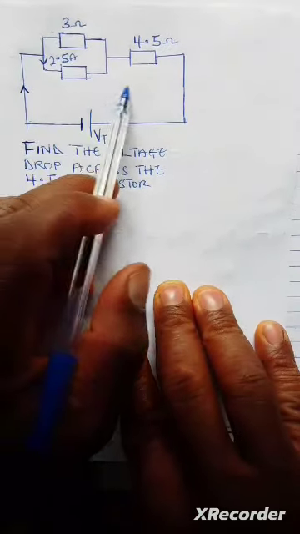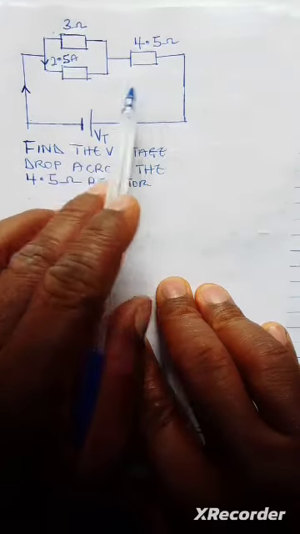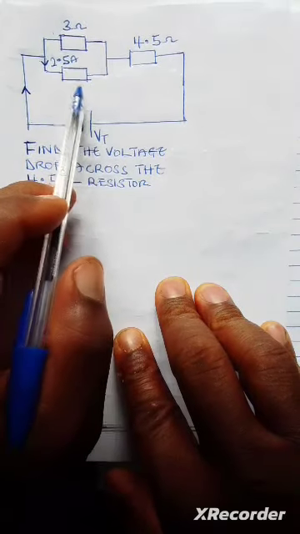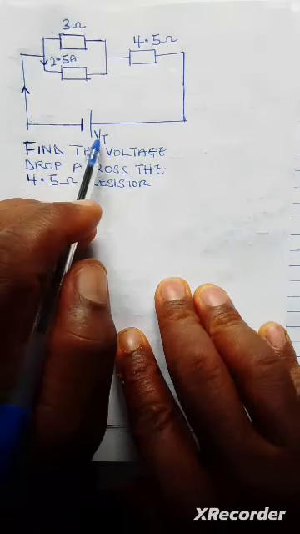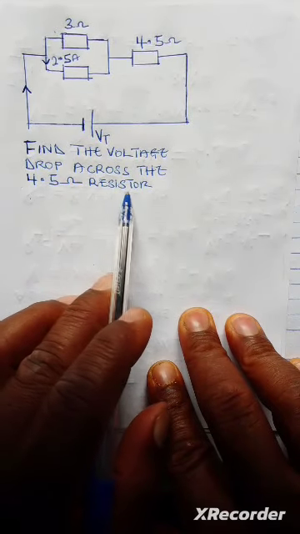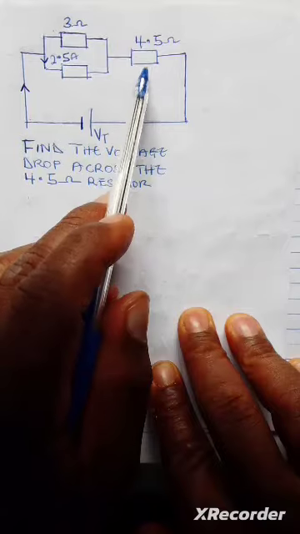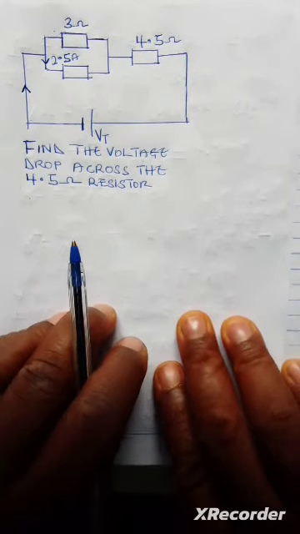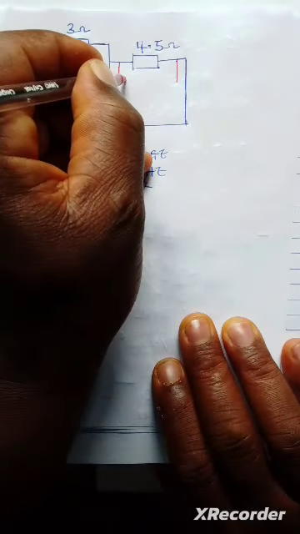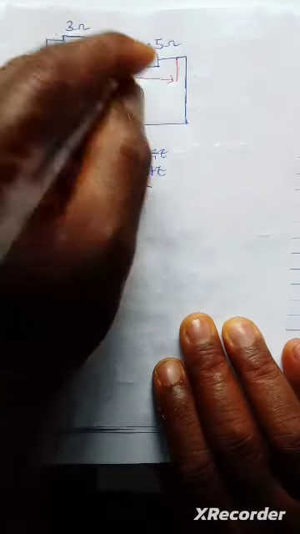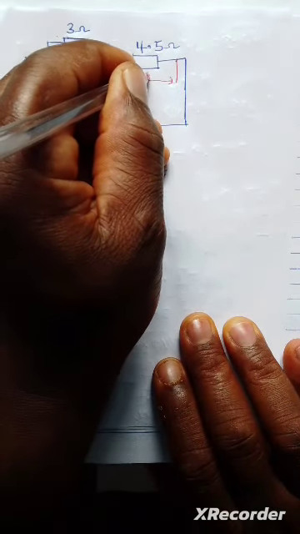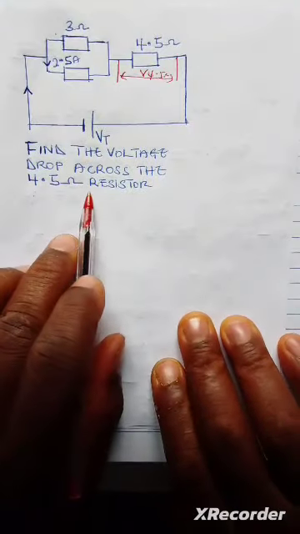Today we have a diagram of series resistors, one series resistor and two resistors connected in parallel. And the question says find the voltage drop across the 4.5 ohms resistor. So we are looking for what? The voltage. So we are looking for the voltage across this series of 4.5 ohms. So that is what the question says.